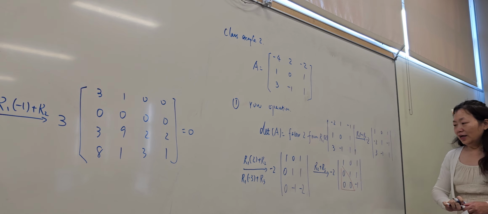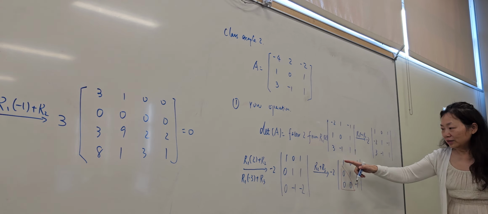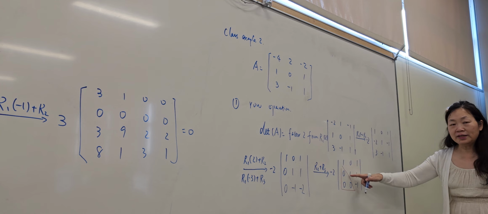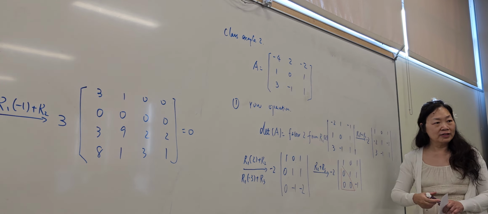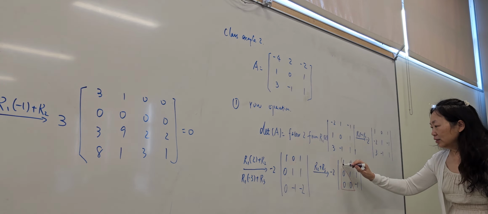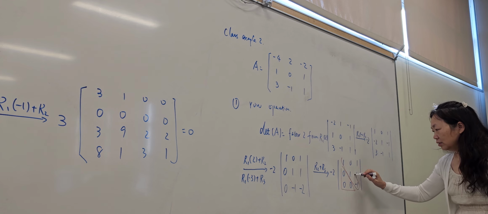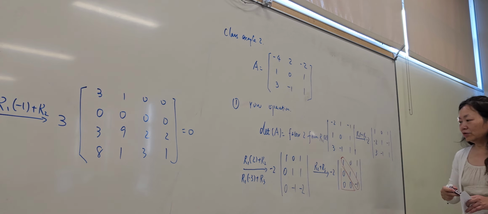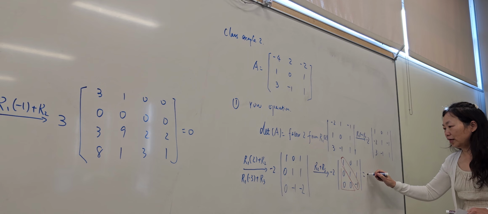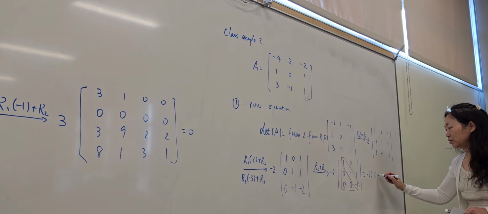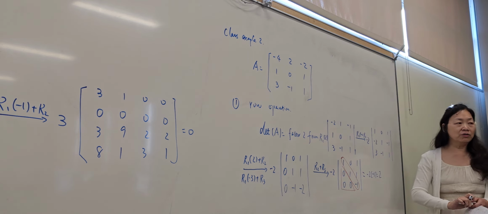So if you then take this out, that means the main diagonal multiplied is your answer, okay? So you get the main diagonal multiplied, so that's equal to negative 2 times the negative 1, so it's equal to 2. So that's by using row operations.